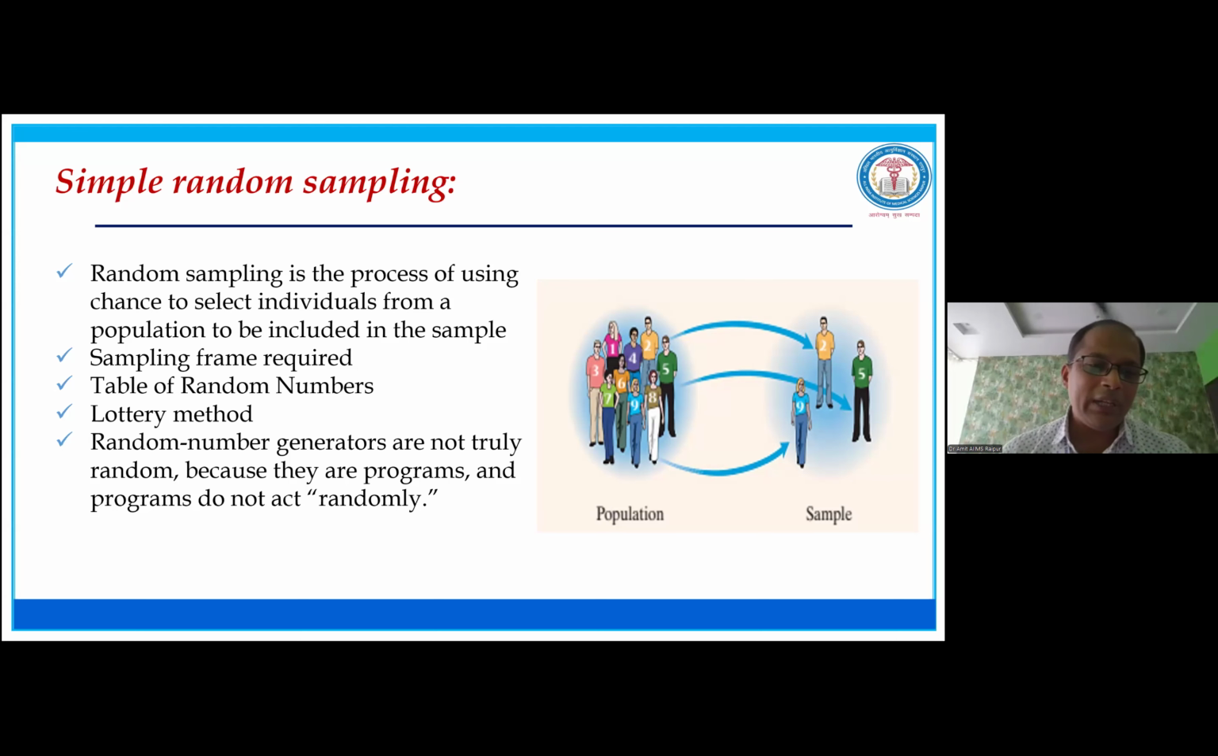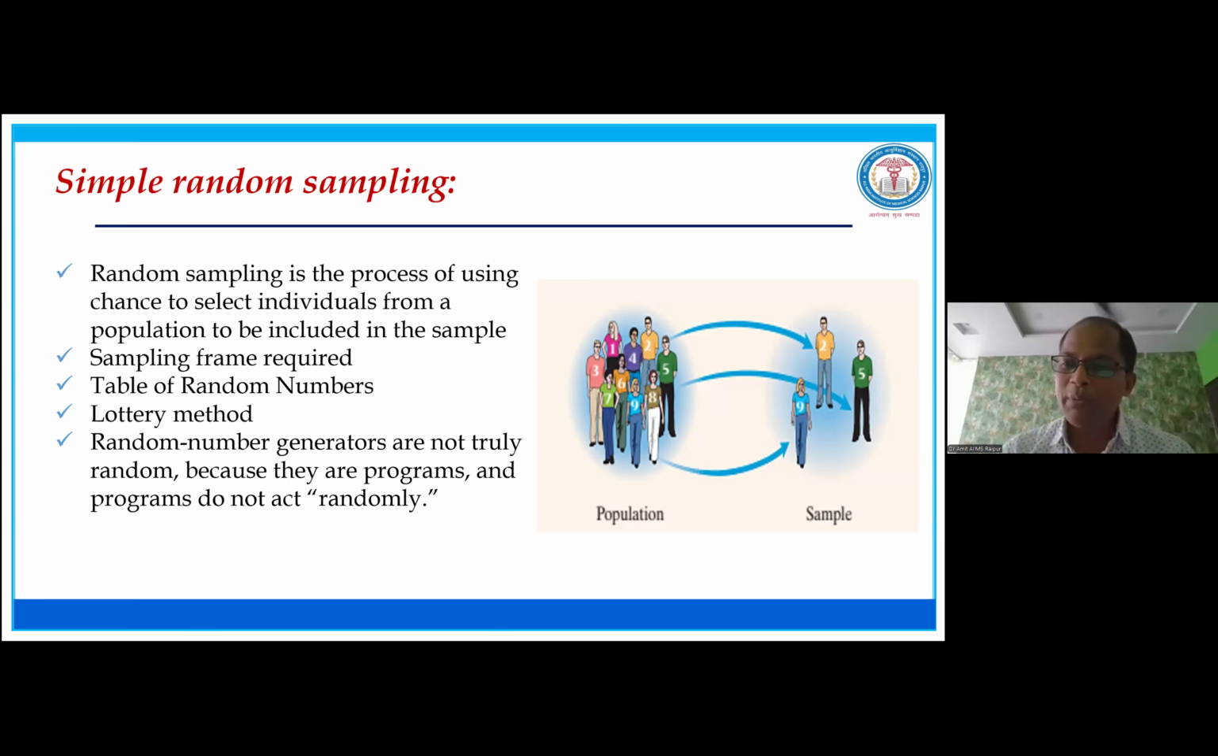So a table of random numbers is the most commonly used method to generate the numbers for simple random sampling. The lottery method is another common method used for this sampling. Again, many researchers use computer generated random numbers for simple random sampling.